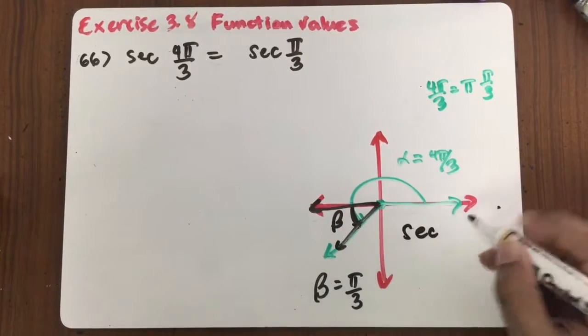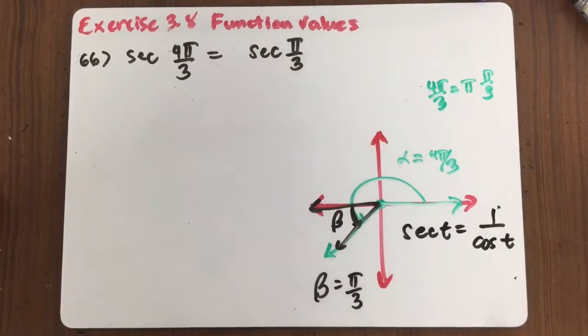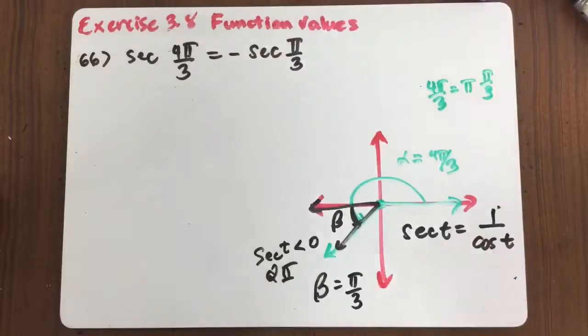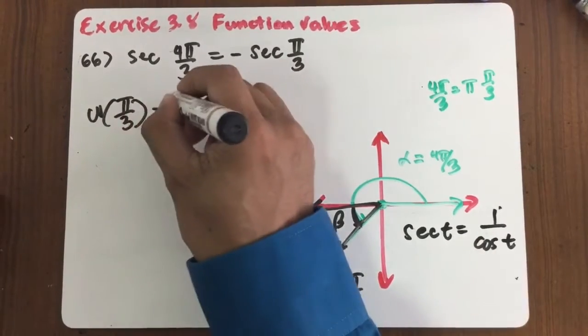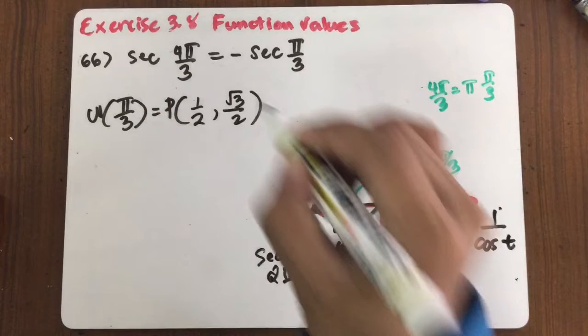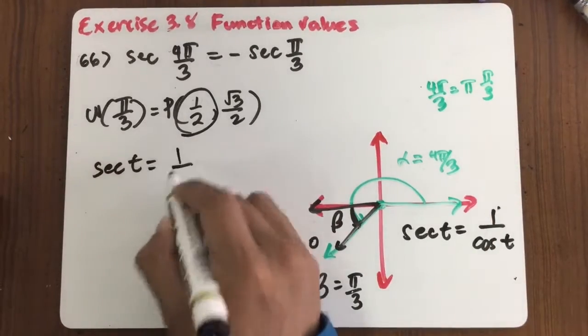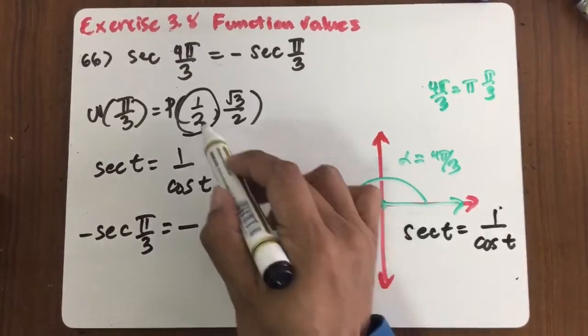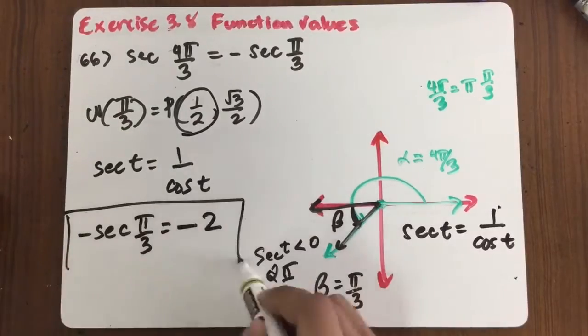So, secant of t is equal to 1 over cosine of t. Nasa third quadrant tayo. Ang secant is negative. So, mag-append tayo ng negative sign kasi ang angle natin is in the third quadrant. It should be third quadrant, not second quadrant. Sorry. Ano naman ang value ng secant of pi over 3? Ano nga ba uli ang value ng ating wrapping function when t is pi over 3? So, ang secant of t is 1 over cosine of t. So, negative secant of pi over 3 is negative 1 over 1/2, which is negative 2.